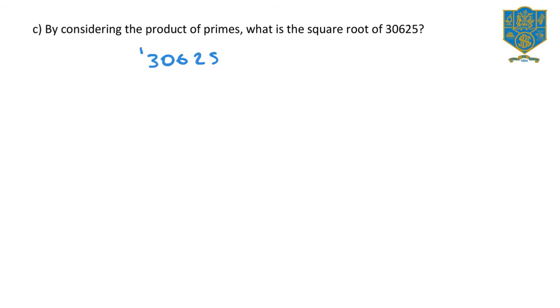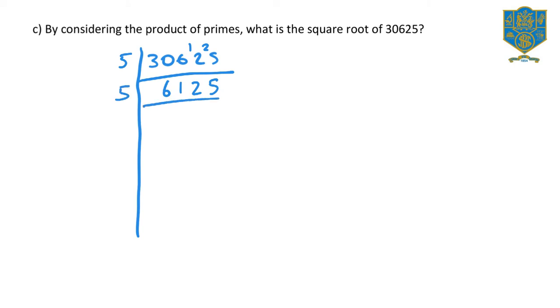So we can't divide that by 2 because it doesn't end in an even number. If we do the digit sum, 3 plus 0 plus 6 plus 2 plus 5 is 16, which is not divisible by 3, so then we have to go to 5. So 5 into 30 goes 6 times, 5 into 6 goes once, remainder 1. 5 into 12 goes twice, remainder 2, and 5 into 25 goes 5. Again, we can divide by 5.